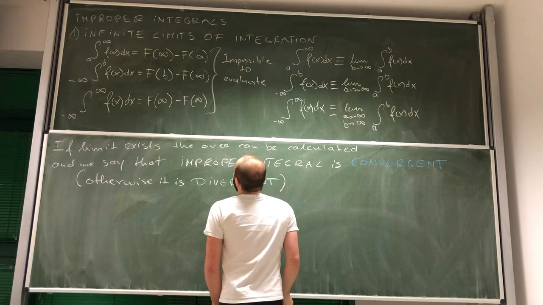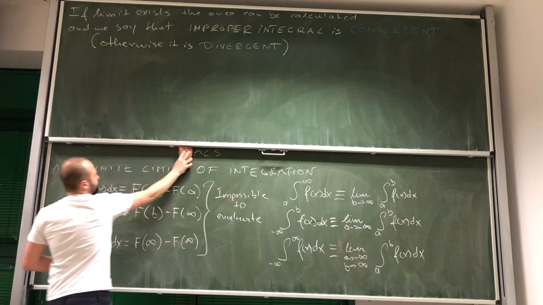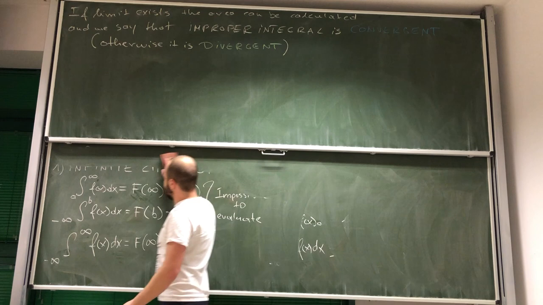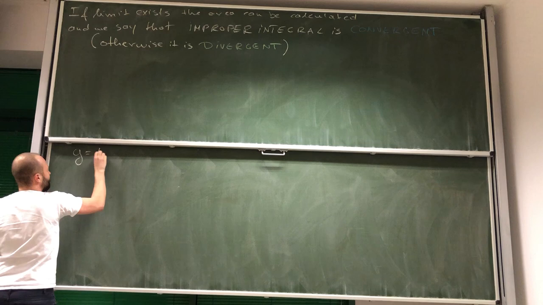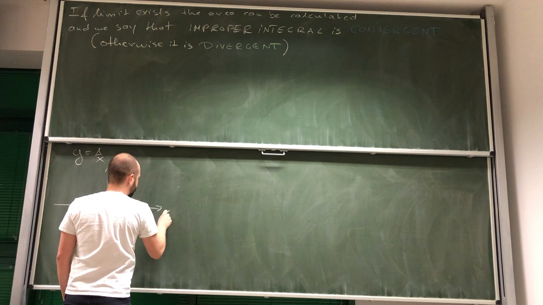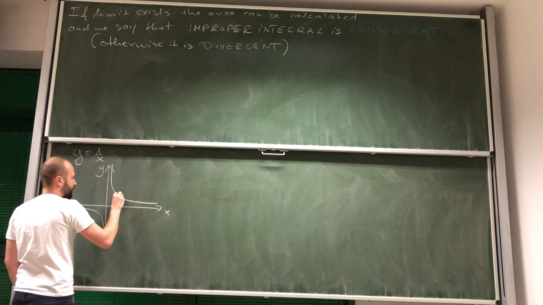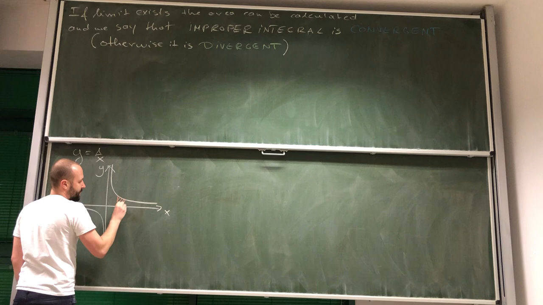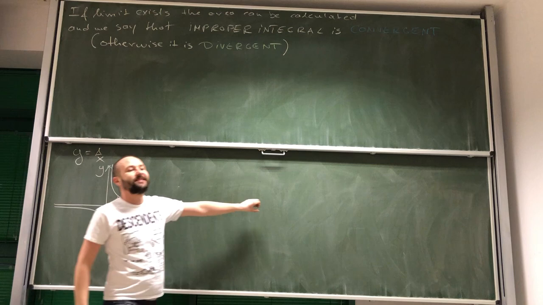Okay, so now the new trick: how to calculate those integrals. Let's start with an example. Let's just say that we have the reciprocal function 1 over x. And let's just say we are interested in what is the area below this function from 1 to infinity. So I want to know what is the size of this entire area from 1, but of course till infinity.